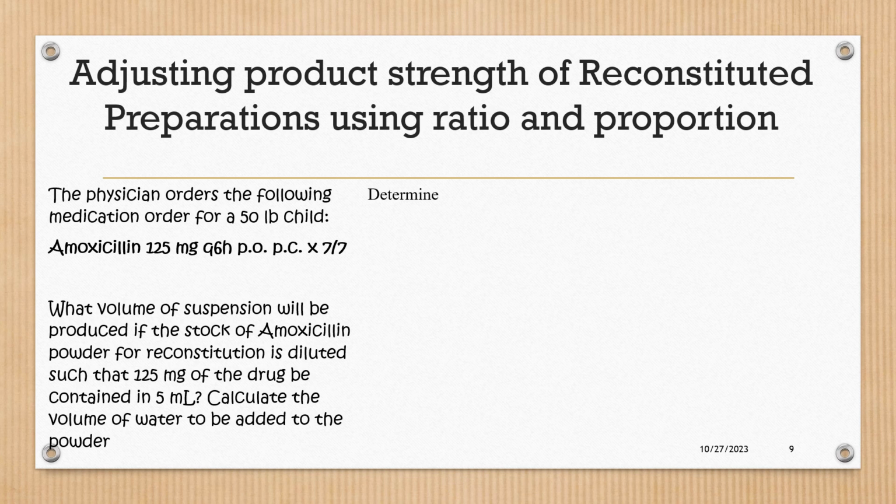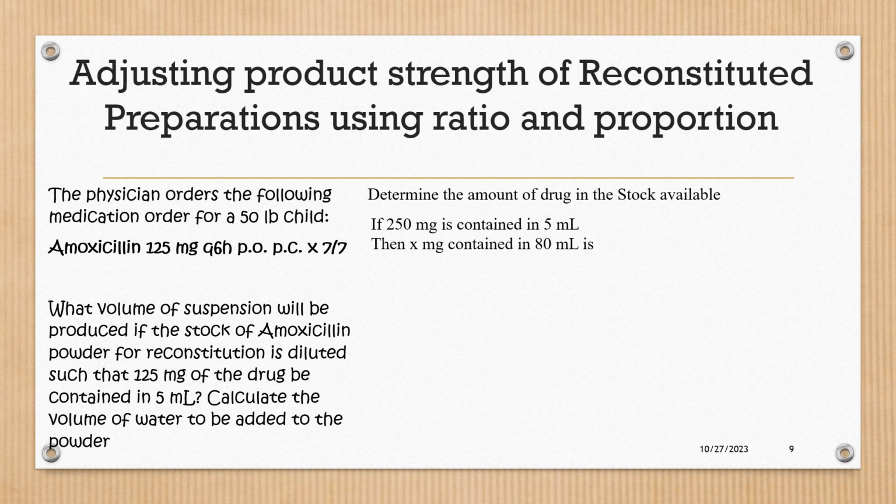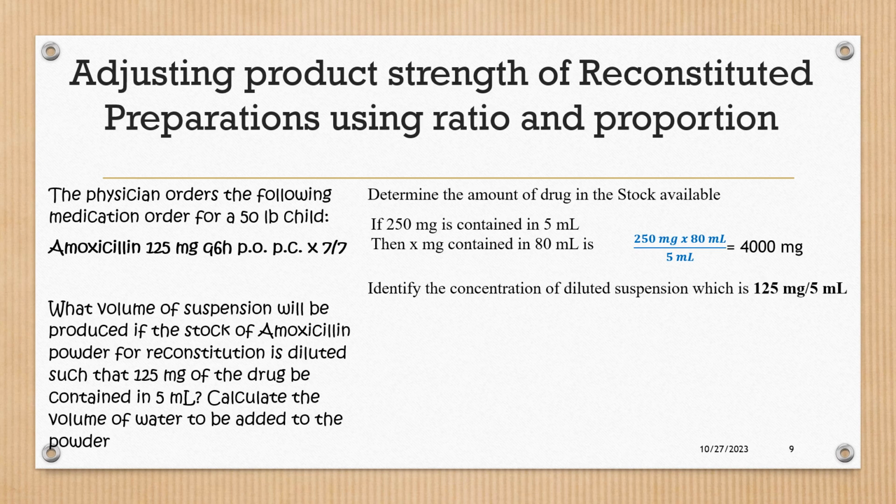And so here we're going to be using ratio and proportion to determine the amount of drug in the stock that we have available. So what information do we know? We know that we have 250 milligrams of drug in each 5 mil. So if you have 250 milligrams in each 5 mil, then how many milligrams will you have in the 80 mils? Once you work that out, you should get 4,000 milligrams. Now the next thing is to identify the concentration of the diluted suspension, which is what we want. That is 125 milligram per 5 mil.